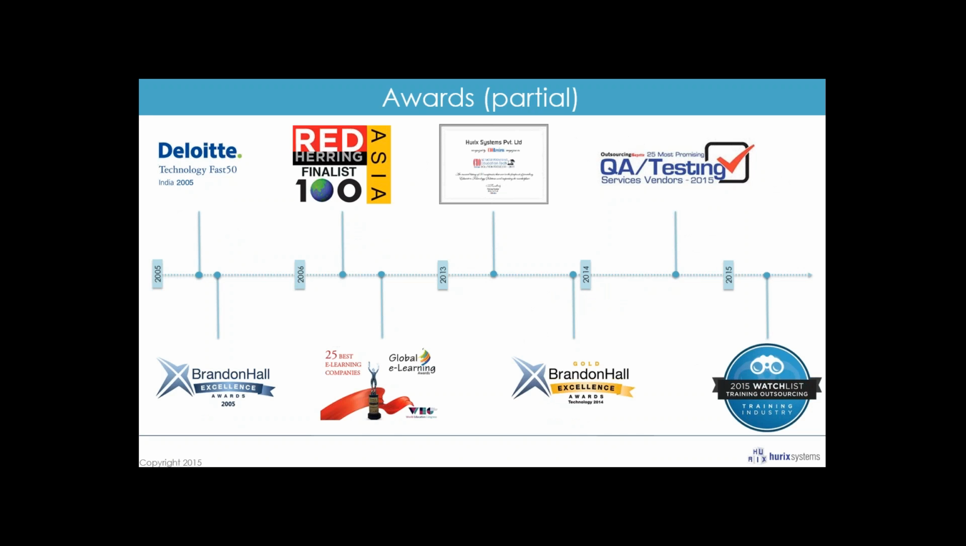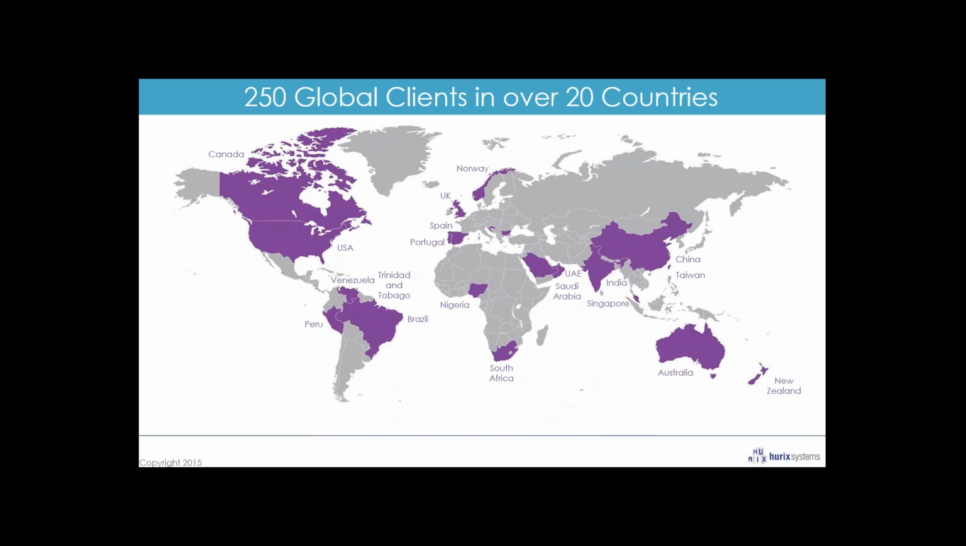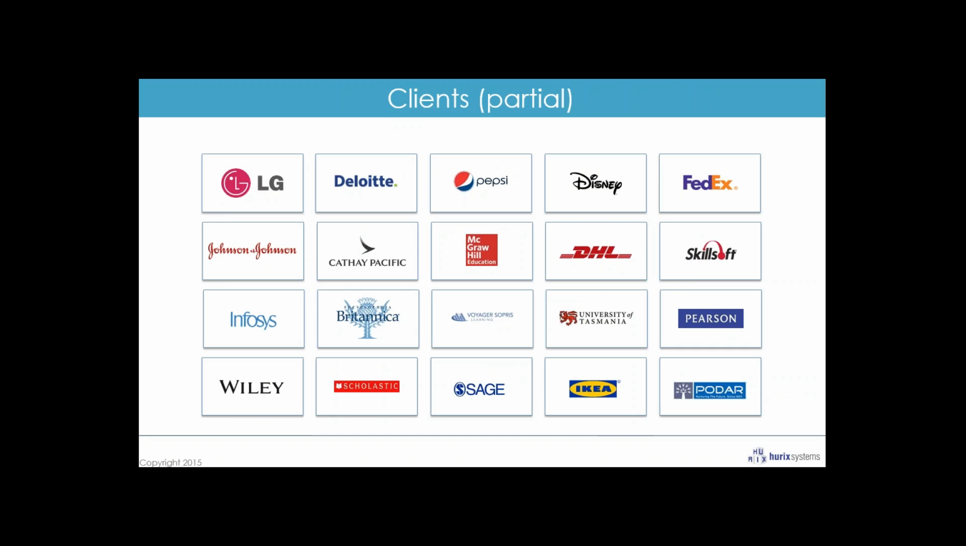We are a multi-award winning organization since inception. You will see Deloitte, Brandon Hall, Training Industry, you name it, we have it. In 2015, I can mention this one very specifically, Trainingindustry.com placed us in their watch list in the training outsourcing category. So that's the recent one. And of course, there are multiple Brandon Halls and other recognitions which we have received. We are serving clients in more than 20 countries, almost 250 plus global organizations we are working with. Some colorful logos you can see here very quickly.